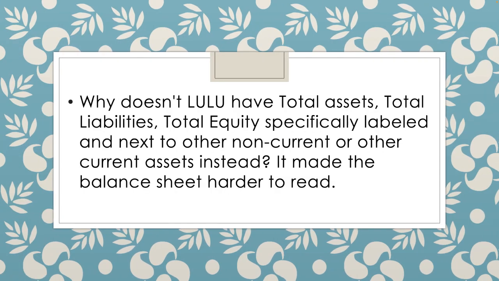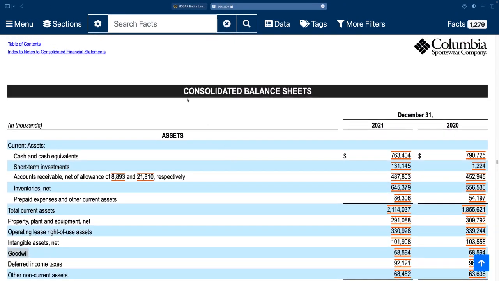Why doesn't Lulu have total assets, total liabilities, and total equity specifically labeled and next to other non-current or other current assets instead? It made the balance sheet harder to read. I have no idea. So let's go back here.